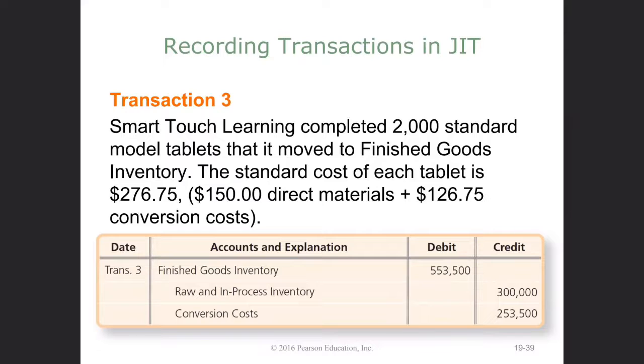So for our finished goods inventory, we're going to have a debit of $553,500. For our raw and in-process inventory, we're going to have a credit of $300,000. And for our conversion cost, we're going to have a credit of $253,500.